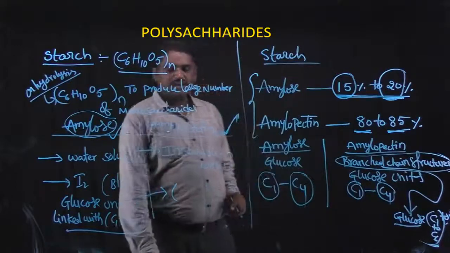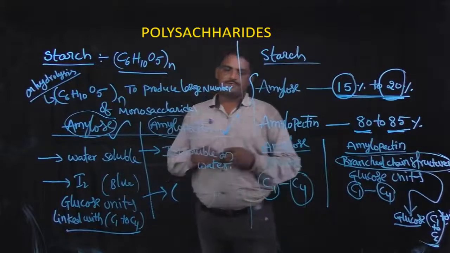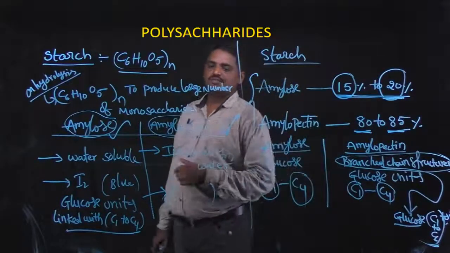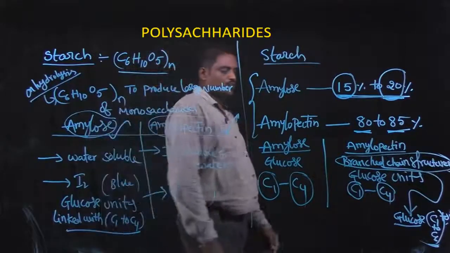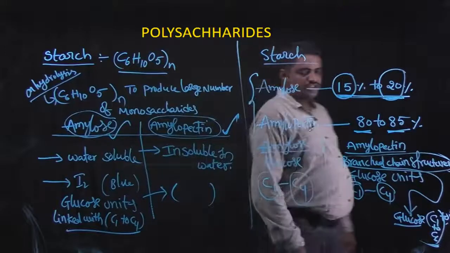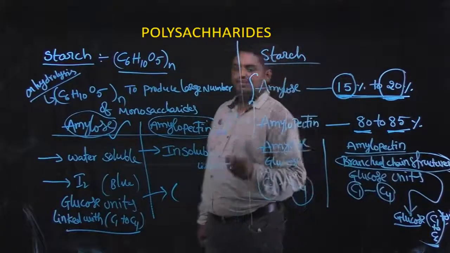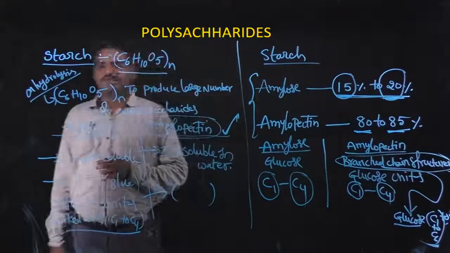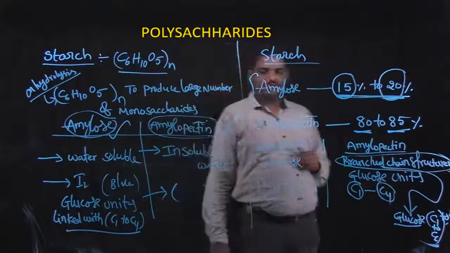This is the explanation for polysaccharides like starch. And next, what are the main advantages of carbohydrates? What are the main uses of carbohydrates? In general, carbohydrates are used to create a large amount of energy for human beings. That is one of the best advantages.